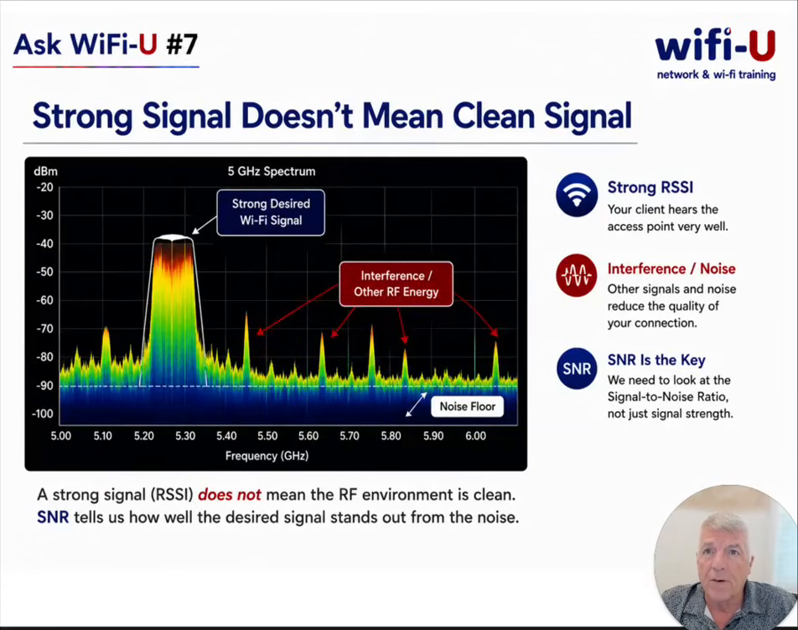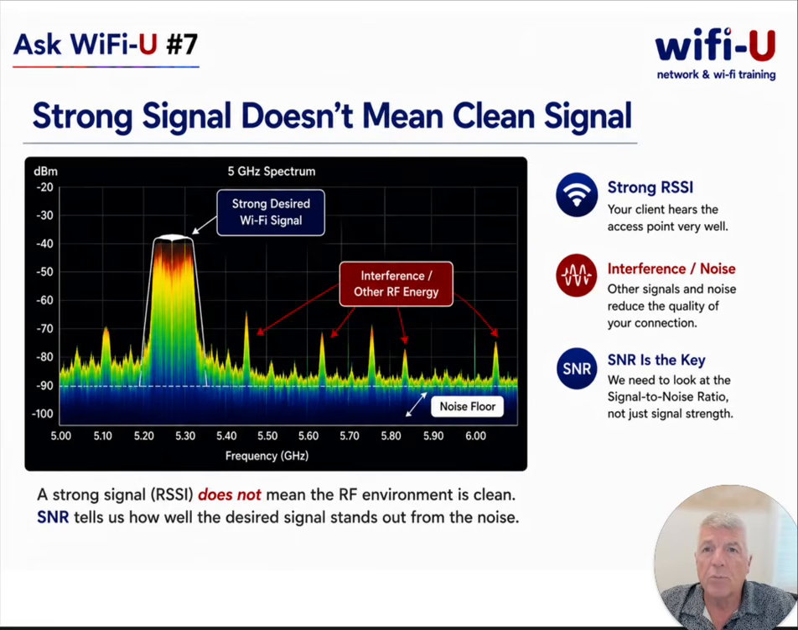My desired Wi-Fi signal may be very strong, but look at everything else happening in the RF environment. We may have neighboring Wi-Fi networks or other transmitters or even non-Wi-Fi interference that's producing RF energy. A client can still show a strong signal because it hears the access point very well, but now it has to distinguish that signal from everything else that's around it.